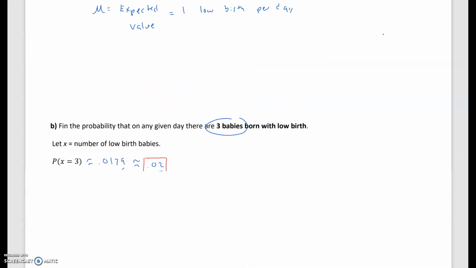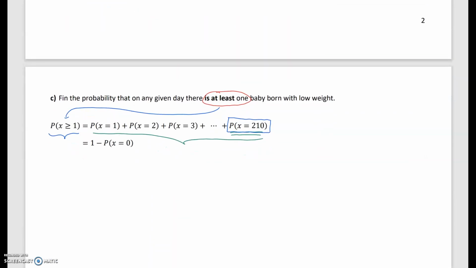It could continue. So technically, this portion will not be possible for us to evaluate in this format because it could just continue on indefinitely. What we want to evaluate is the complement. So the complement of greater than or equal to 1 is technically 1 minus the event not occurring. The event not occurring is the probability of 0 babies with low weight.